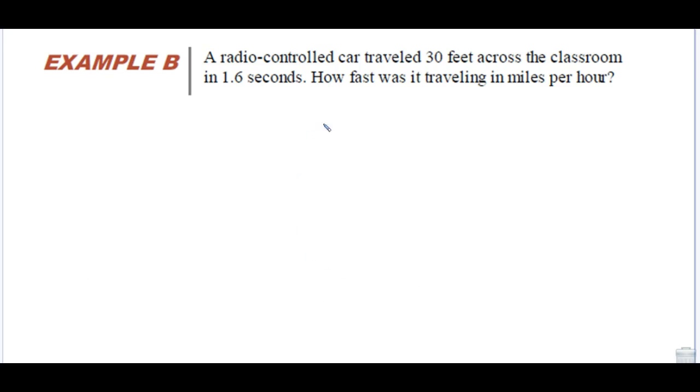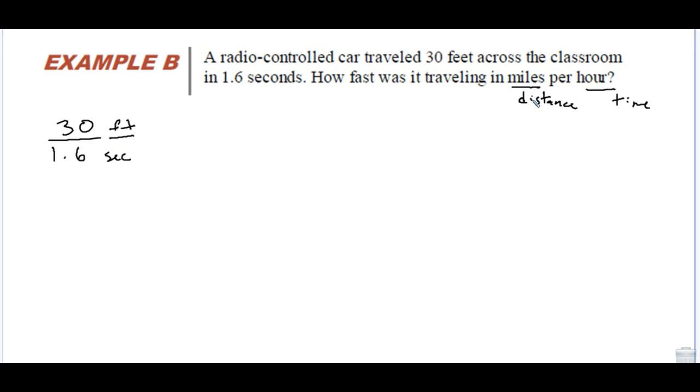Alright, next example. A radio-controlled car travels 30 feet across the classroom in 1.6 seconds. How fast is it traveling in miles per hour? Alright, so miles per hour, this is distance, and hour is time, right? So when I write this out, I want to have my distance in the numerator and time in my denominator. So I'm going to have 30 feet over 1.6 seconds.